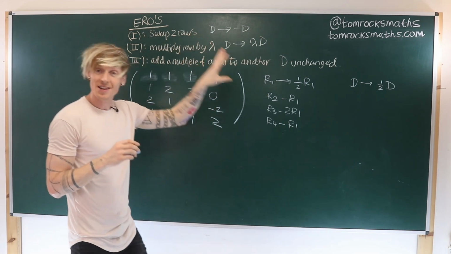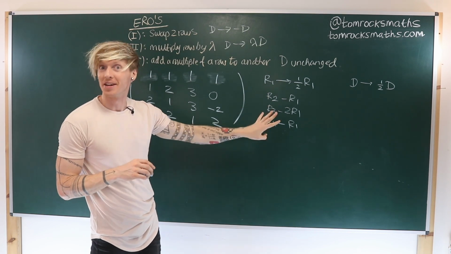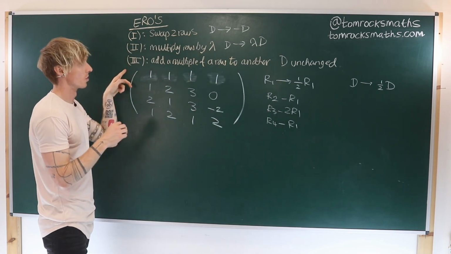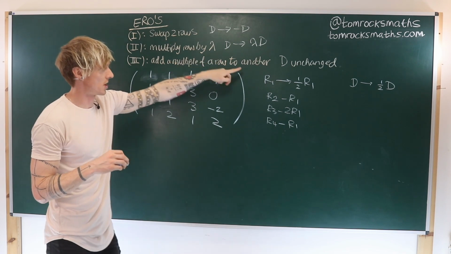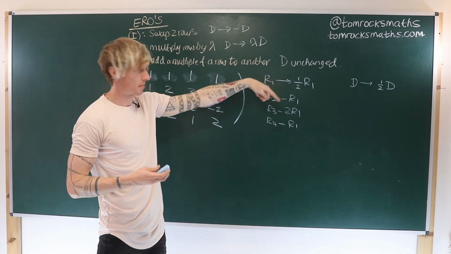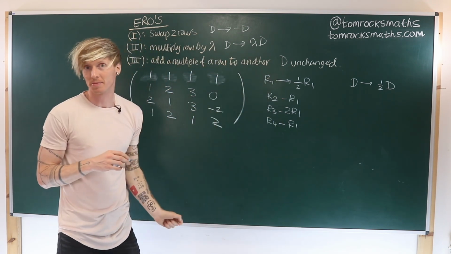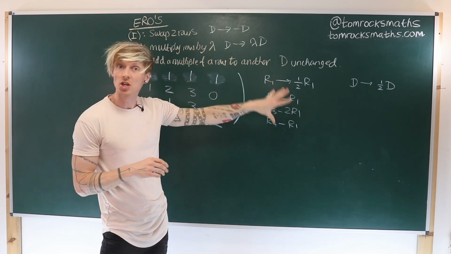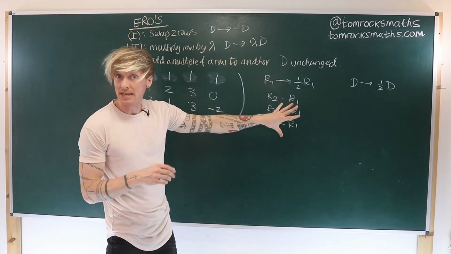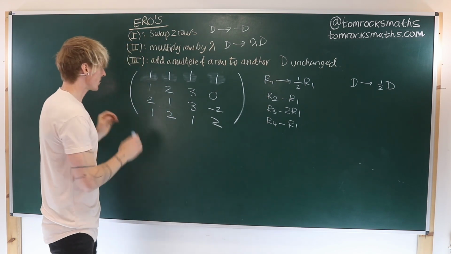Now, nothing happens to the determinant because of this third rule. I'm adding a multiple of a row to another. I'm adding -1 multiples, -2 multiples, and -1 multiples. So the determinant isn't changed by doing these EROs. So let's do them.